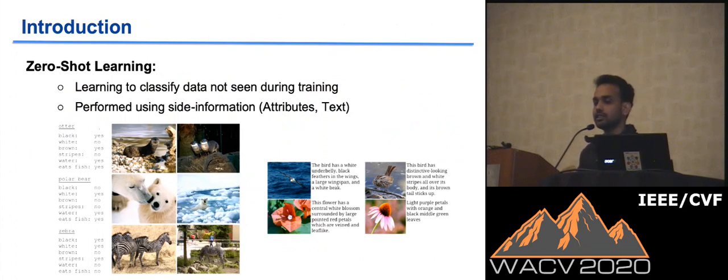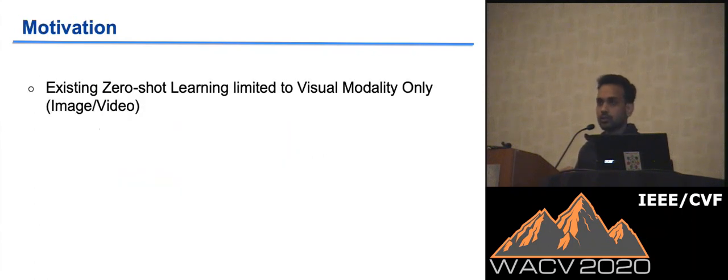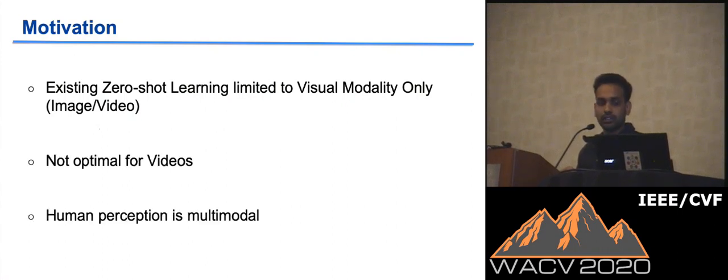Zero shot learning is the task of learning to classify data not seen during training, and it is usually performed using side information in the form of attributes or text. The motivation for this work comes from the fact that existing zero-shot learning approaches are limited to the visual modality only. Although this is optimal for images, it is not optimal for videos, which contain an accompanying audio signal. Also, human perception is in general multimodal, where we take both audio and video information to infer about a scene.